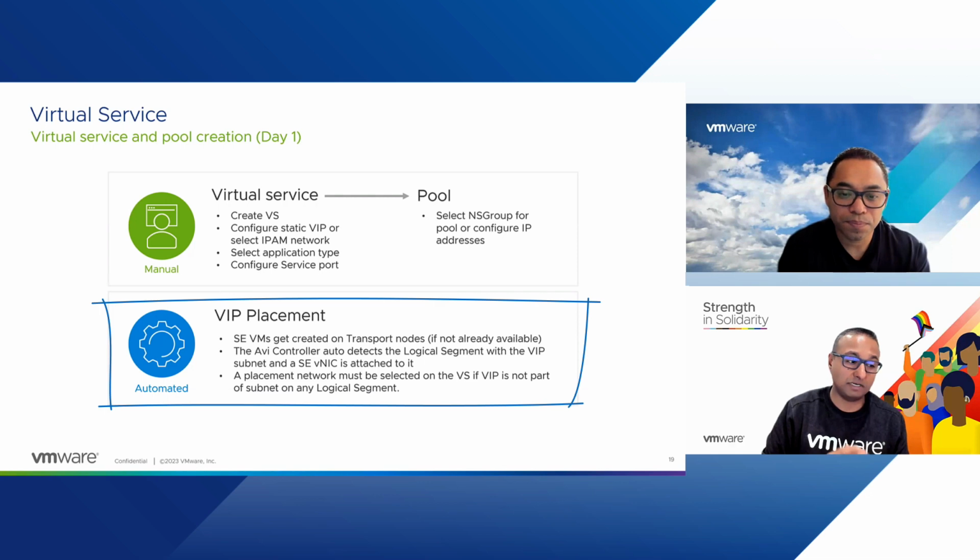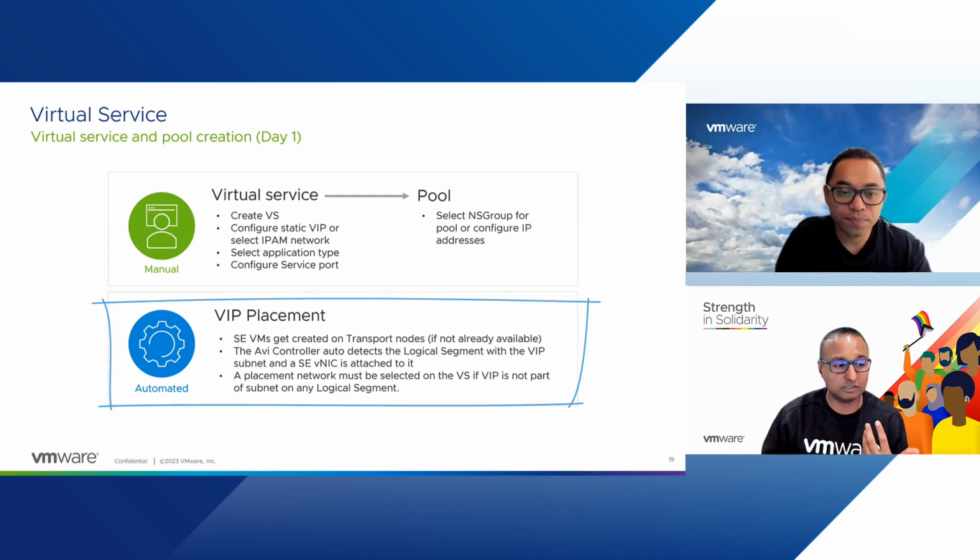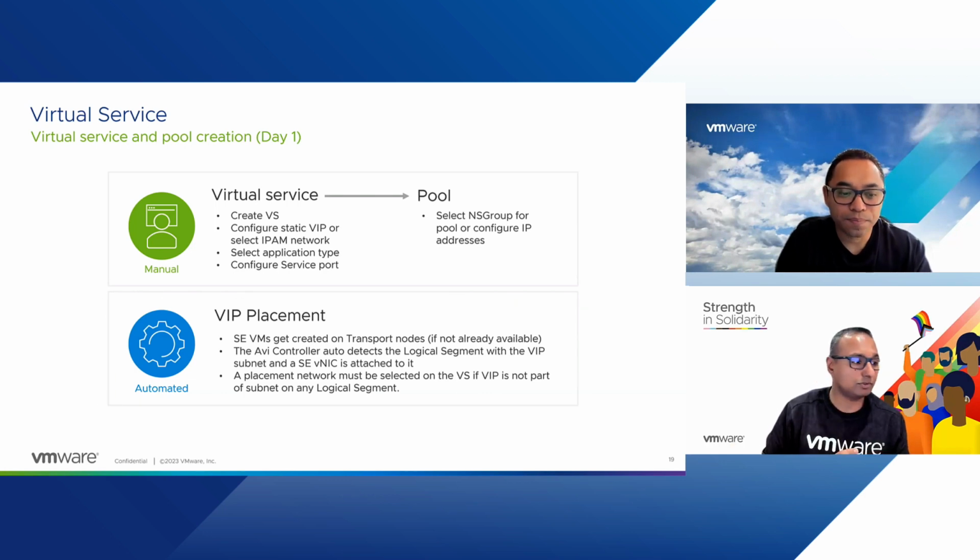And then the placement network must be selected on the VS for the VIP, which is not part of the subnet on any logical segment. Okay. So this is in a nutshell the day 1 function.